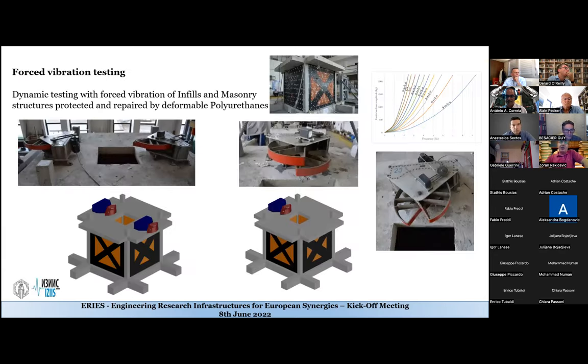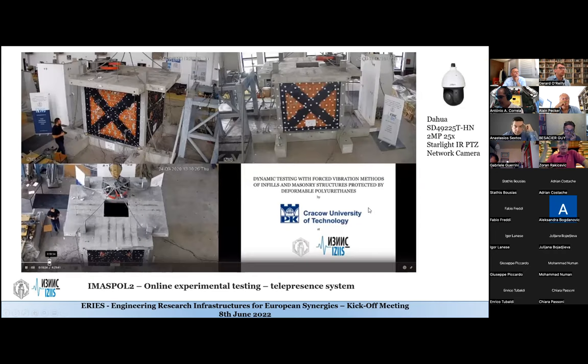Also, there is a possibility to combine the mechanical shakers with harmonic excitation in order to run different types of tests. So we have tested this of the post-SERA project that was tested under the harmonic excitation in our laboratory.